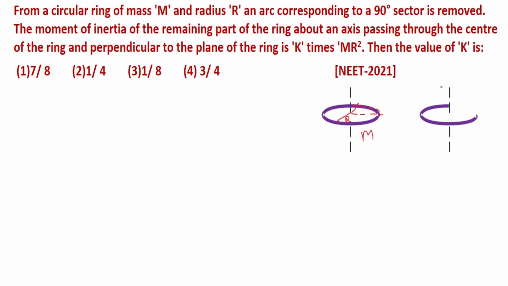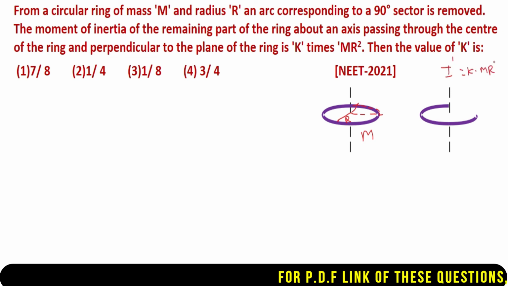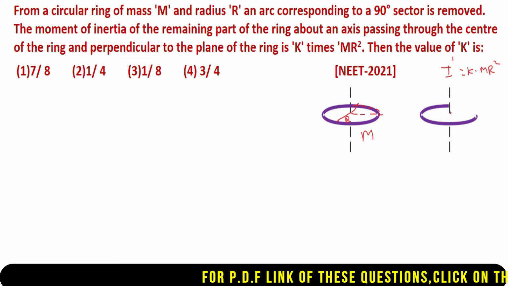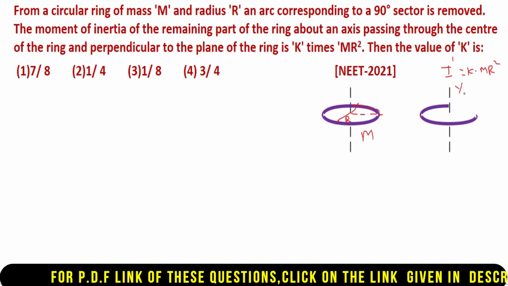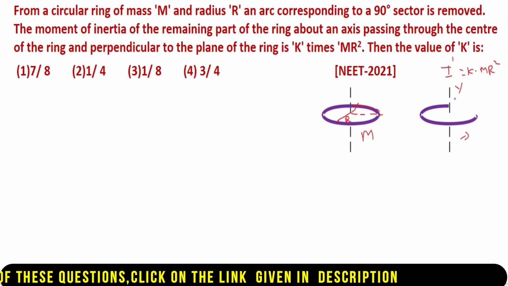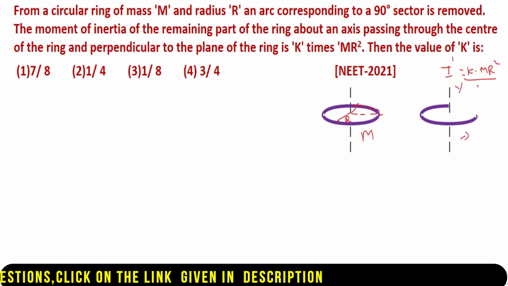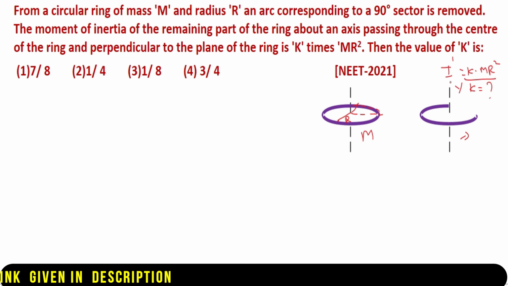Then what did he give? He told that the moment of inertia of the remaining part, that is part left after removing the sector, that is I dash, is k times Mr square, about an axis passing through center and perpendicular to the plane. Okay, let me take that axis as y axis. That is, he gave the moment of inertia of this remaining part with respect to y axis as k times Mr square. He told us to calculate the value of k. Okay, so this is your y-axis. Similarly, this will be your y-axis.